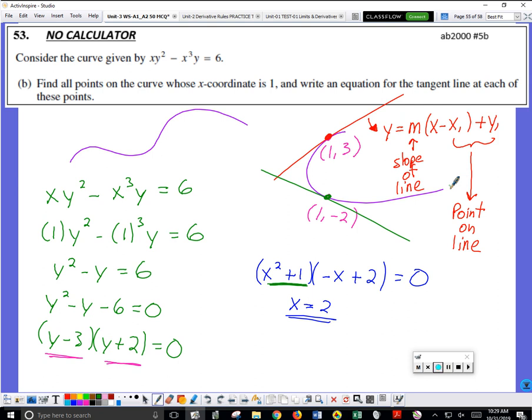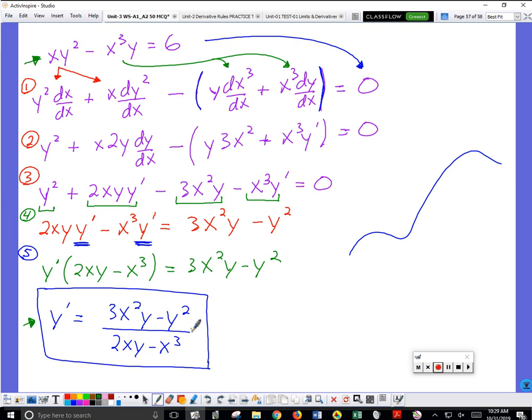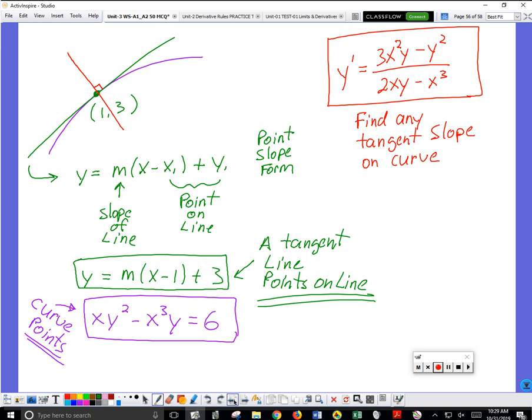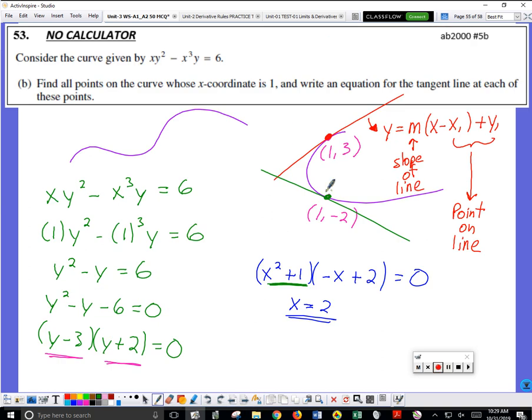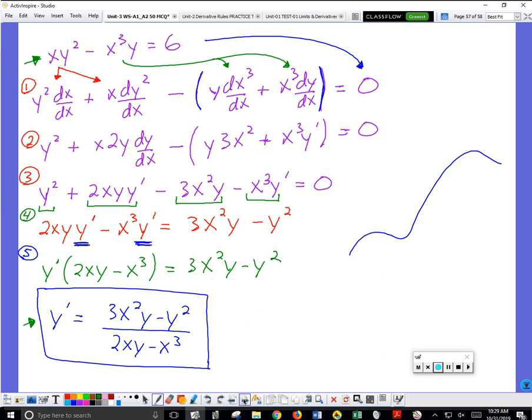This goes back to what I said to Justin. Keep the word tangent slope separate from tangent line. This equation is how we find the tangent slope anywhere on the curve. Questions? This equation here is how you find any point on the curve, so any of the xy pairs. This equation is how you find any slope on the curve. Everybody with me?